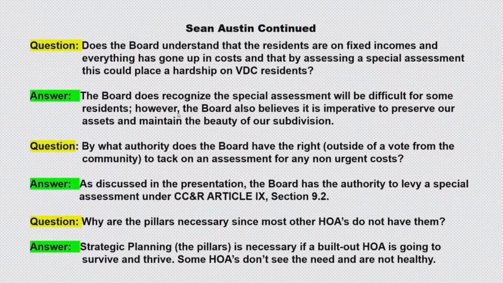Next question. By what authority does the board have the right, outside of a vote from the community, to tack on an assessment for any non-urgent costs? The answer was, as discussed in the presentation, the board has the authority to levy a special assessment under CC&R Article 9, Section 9.2.